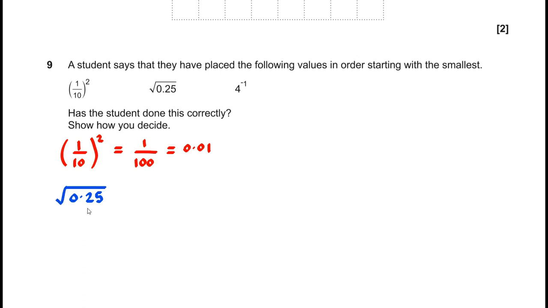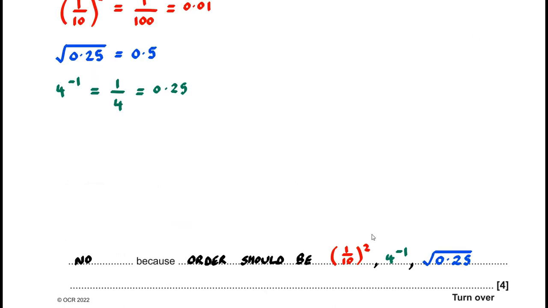Then I've got the square root of 0.25, that's the same as 0.5. And then I've got 4 to the negative 1, which is the same as 1/4, which is the same as 0.25. The order should be 1/10 squared, 4 to the negative 1, and then the square root of 0.25, so they are not correct.